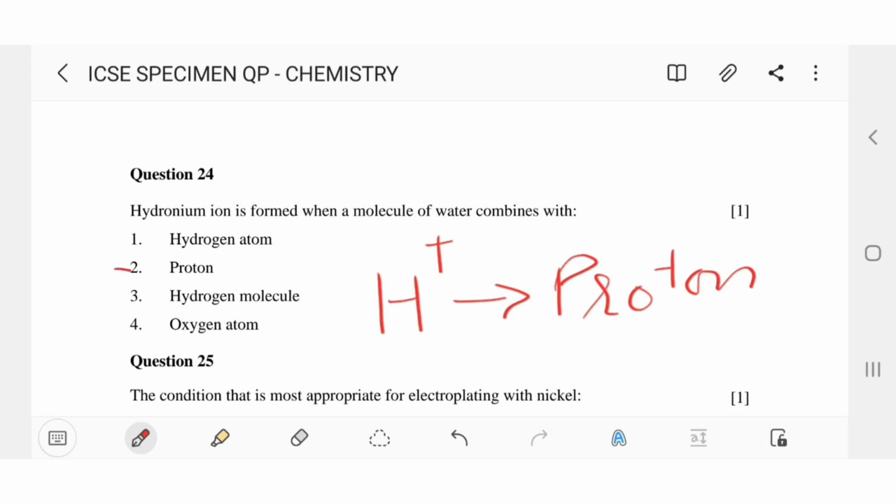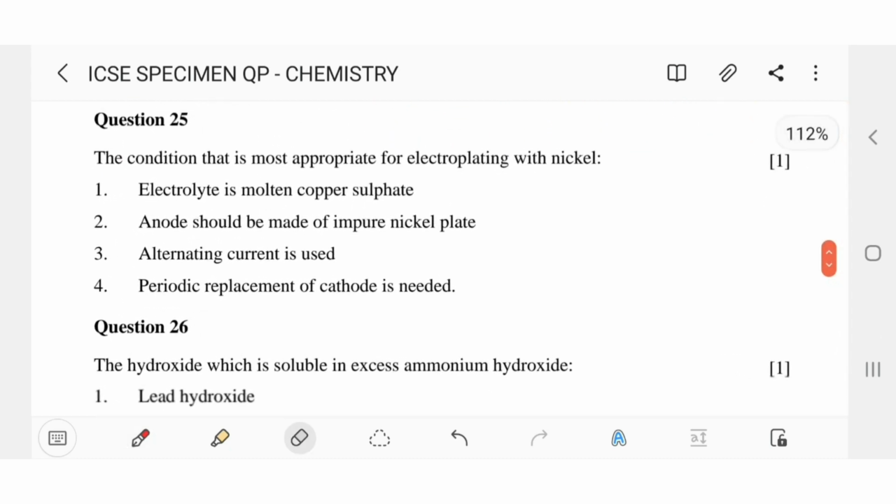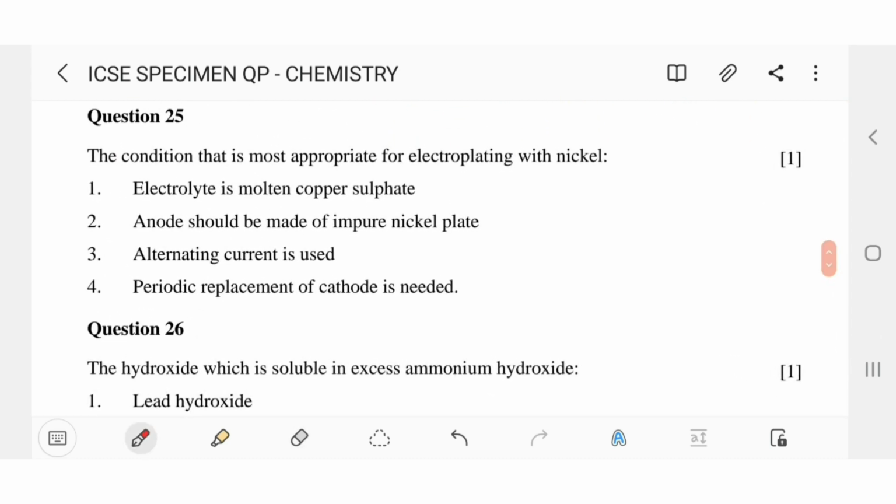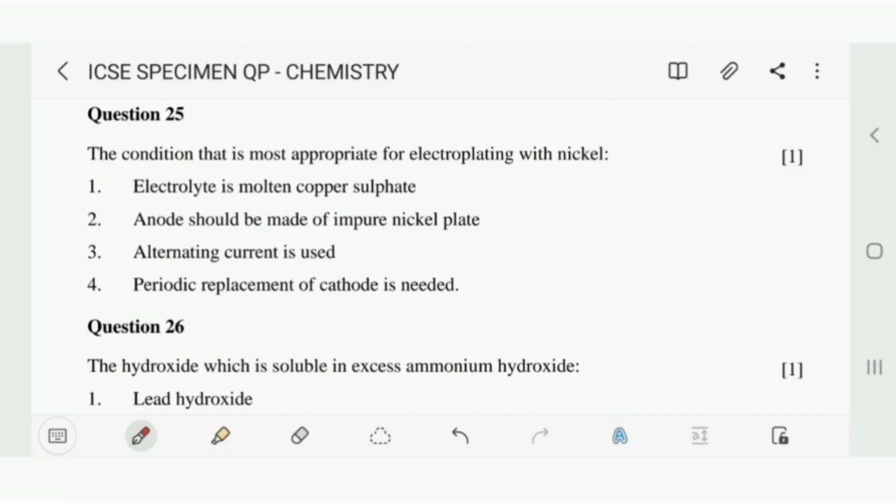Now, question number 25. The condition that is most appropriate for electroplating with nickel. Okay. So first we will strike off the options which are not correct and then we will automatically get the correct answer. First one, electrolyte is molten copper sulfate. No. Second one, anode should be made of impure nickel plate. Yes. Third one, alternating current is used. No. Fourth one, periodic placement of cathode is needed. No.